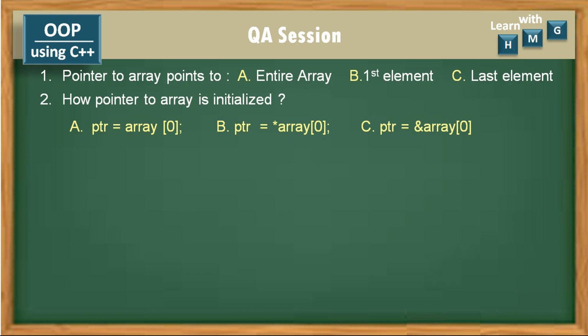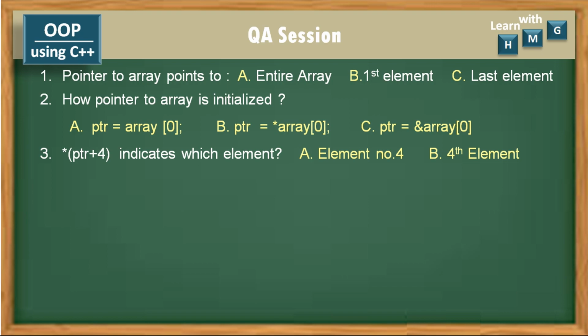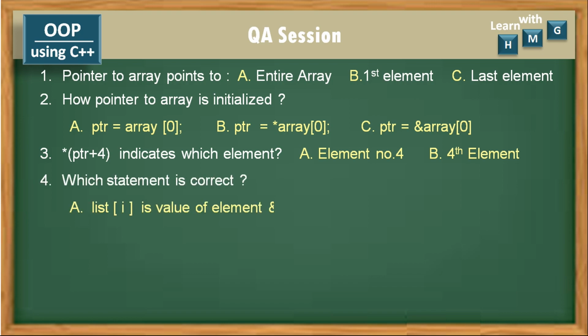*(ptr + 4), this is the term, and what does this term indicate, which element is indicated by this term, whether it is element number 4 or it is the 4th element. So the options are confusing ones, element number 4 or 4th element. Which statement is correct out of the given statements? These are the 3 statements A, B, C.